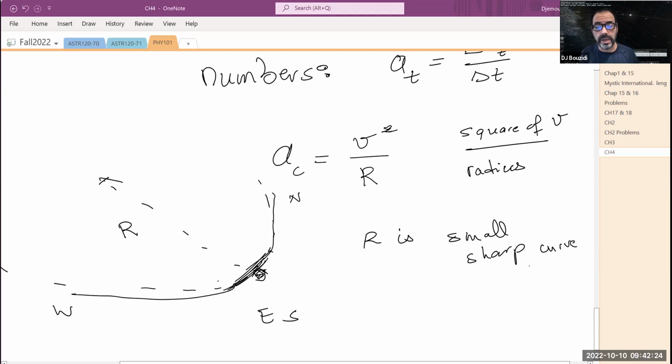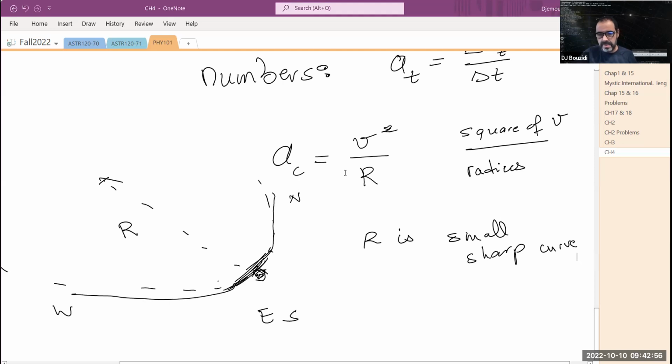You really need to slow down a lot, because if R is small, when you divide by a small number, the ratio is big. Think about it. If you divide by 1, you get v squared over 1, which is just v squared. But if you divide by half, not 2, sorry, so R is small, that means you divide by less and less. If you divide by half, then it's going to double.